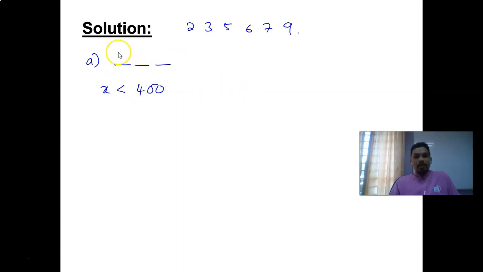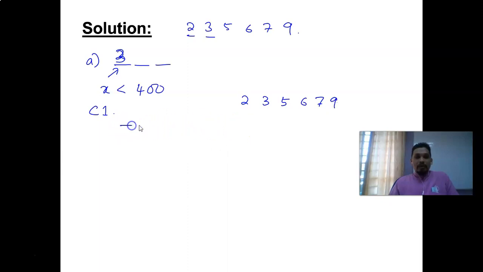In this case, the first place must begin with either 2 or 3. 200 something, which is less than 400, or 300 something, which is also less than 400. Not 5, 6, 7, or 9. Okay, so the first one here, case number 1, with the digits 2, 3, 5, 6, 7, and 9.